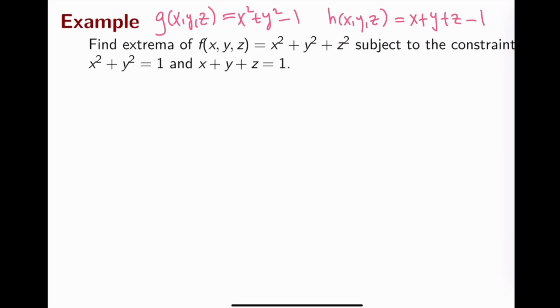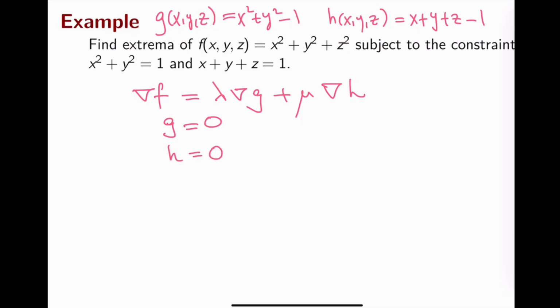Okay, so I remind you that the conditions are going to be that the gradient of f is going to be a multiple of the gradient of g plus another multiple of the gradient of the other function. And we are going to have to add the conditions g equals 0 and h equals 0. So in order to do that, first of all, we need to calculate all these gradients. This is going to be the first step.